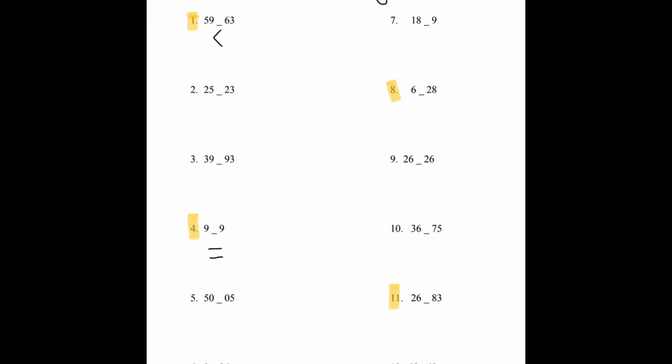Okay, 6 and 28. 28 is larger than 6, because it's a 2-digit number and 6 is a 1-digit number. So this one will go like this. And number 11 is 26 and 83. 83 is larger than 26, so the sign goes like this.